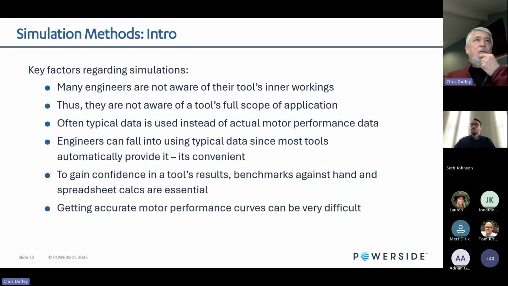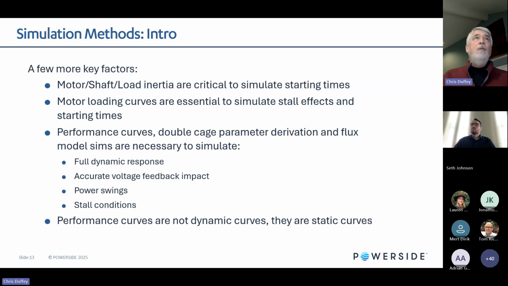Some other key factors. To gain confidence in a tool's result, I really recommend benchmarks, hand calculations, and spreadsheet calcs. They're essential to make sure you have confidence in the tool that you're using. Getting accurate motor performance curves, again, can be very difficult, and I understand the bad data that's being thrown around on a lot of motors. A few more.